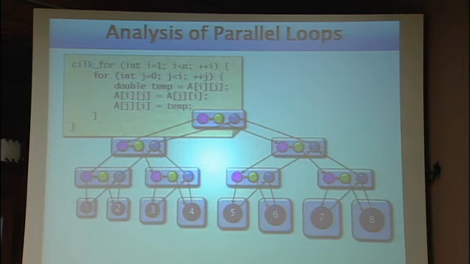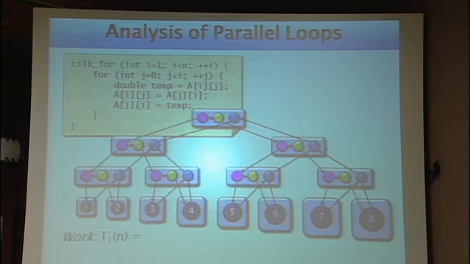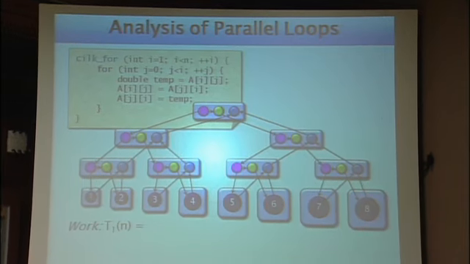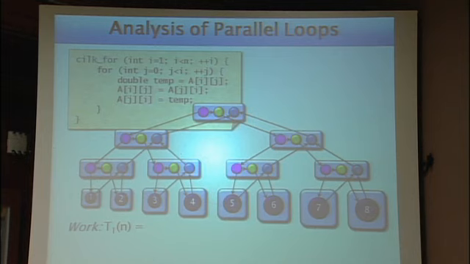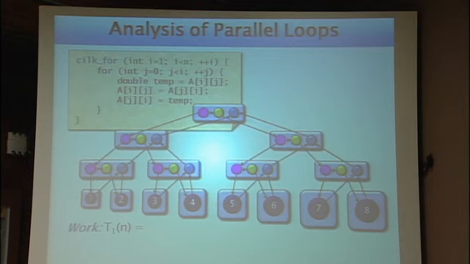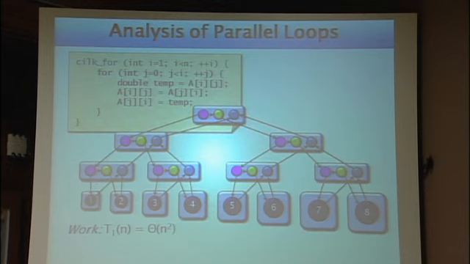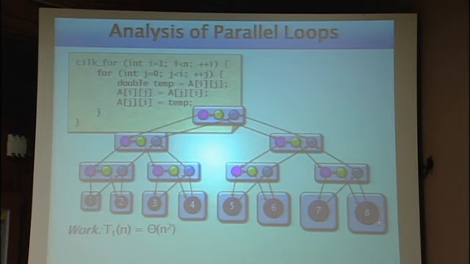So now let's analyze this for work and span. What is the work of this in terms of n, if I have an n by n matrix? What's the work? The work is the ordinary serial running time. It's n squared, good. So it's order n squared, because these are all adding up. This is an arithmetic sequence up to n, and so the total amount in here is order n squared.